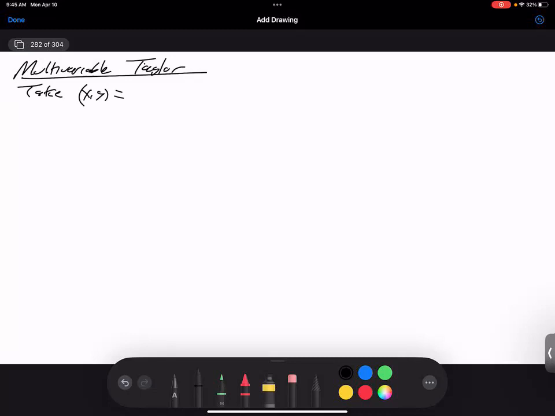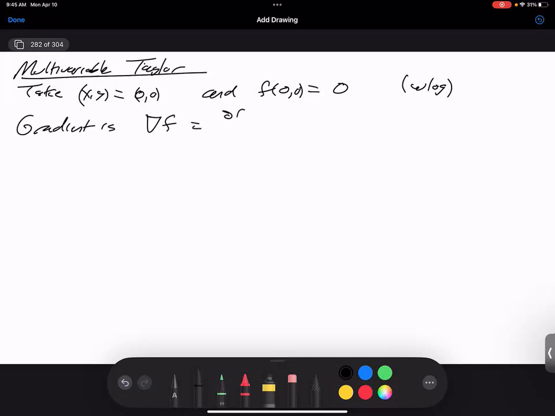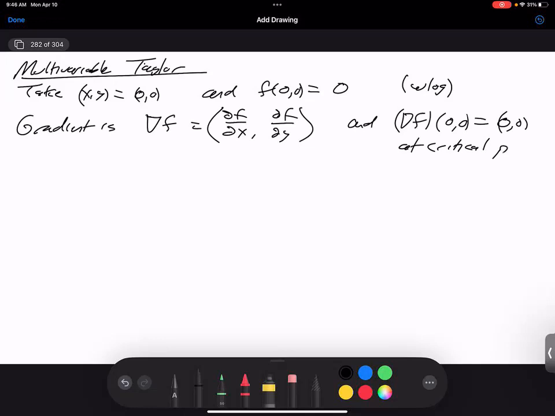0, 0. And what should the function be at the point 0, 0? It should be 0. Let's just make life simple. Okay, this is just without loss of generality. Now the gradient of f, which is df dx, df dy, and the gradient of f at the point 0, 0 is 0, 0 at the critical point.